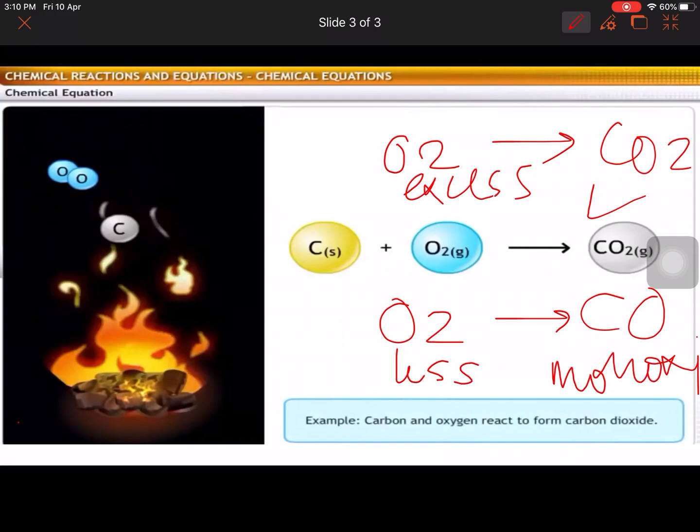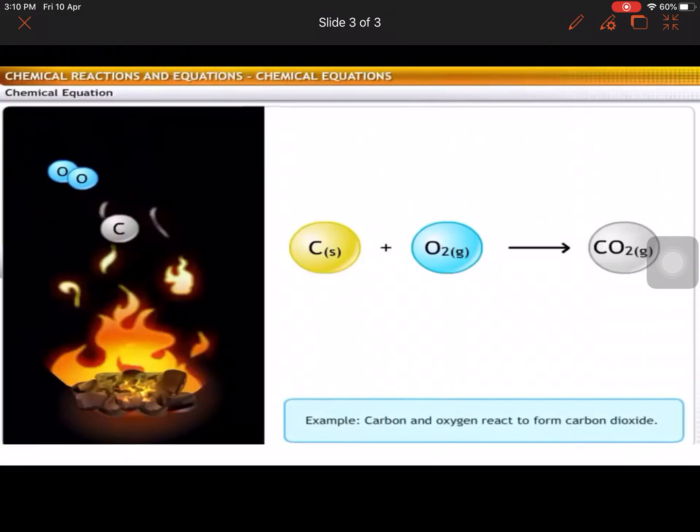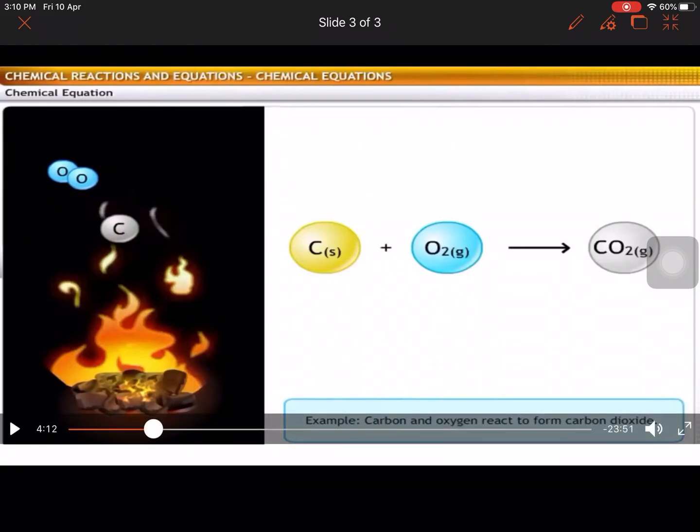In excess of oxygen, carbon burns to form carbon dioxide, and in a lesser amount of oxygen, it forms carbon monoxide. See, on the left side, this is the carbon, which is the coal. Coal is burning, and after burning, it gives C, carbon, and two oxygen atoms. This gives CO2.